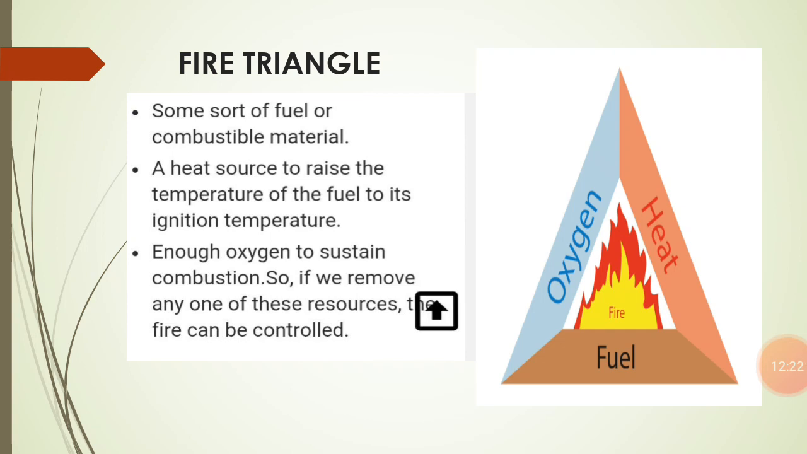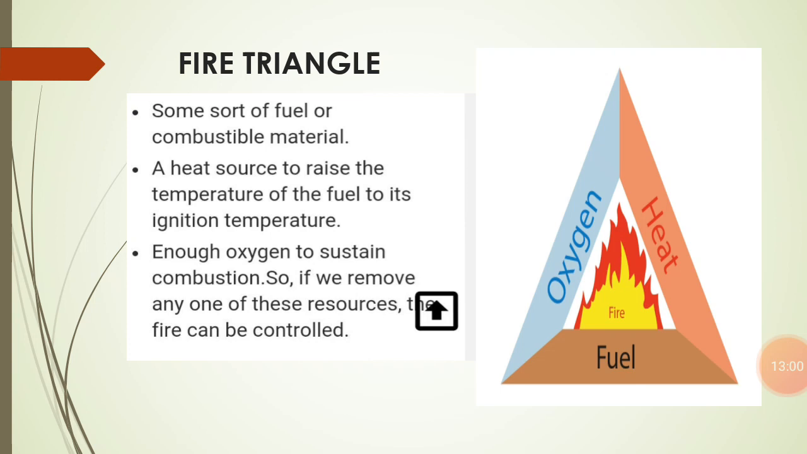So this fire triangle shows that there are three things very important for combustion to take place. First is the combustible material whose combustion occurs. Second is the temperature, the minimum temperature at which it catches fire, that is, its ignition temperature or kindling temperature. And third is a sufficient amount of oxygen. Sufficient oxygen is required for combustion to take place. So these three things are represented in the form of the triangle shown in this figure.